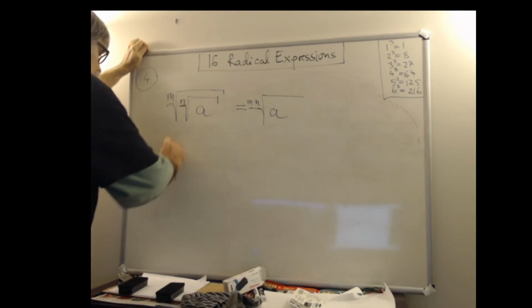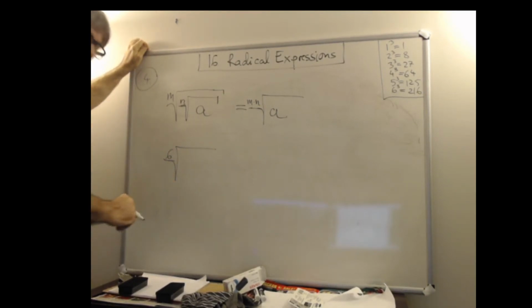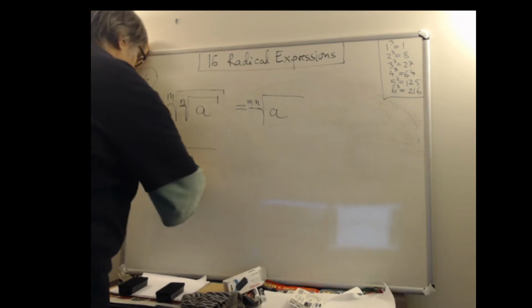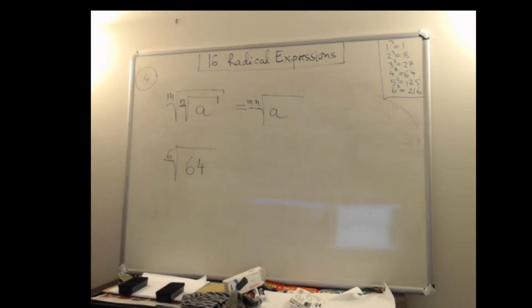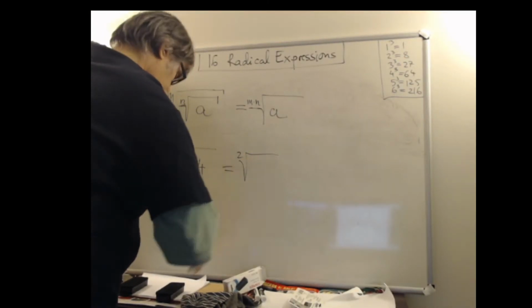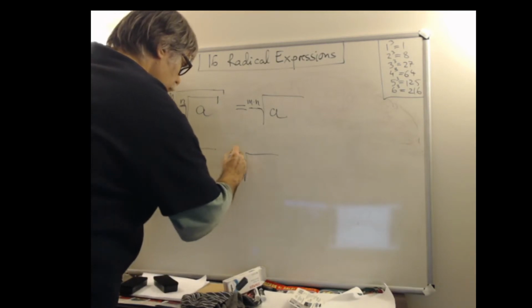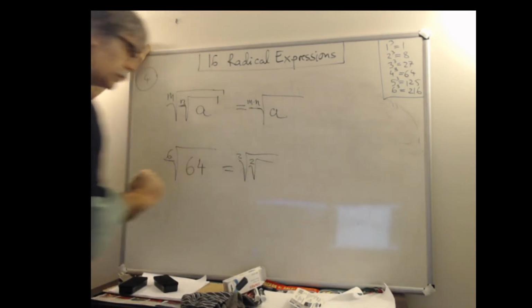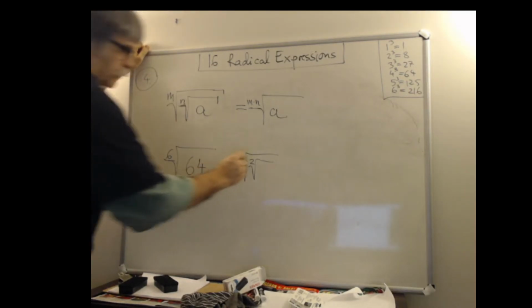I'll give you one. So let's say I want to make a 6th root of 64. You say, what the heck? Who knows what that is? I don't know. For cubes, I don't know what 6 powers. But you do know that 64 is a square of 8. I hope you do know that. So you can say this is equal to a cube root of a square root. Cube root of a square root of 64.